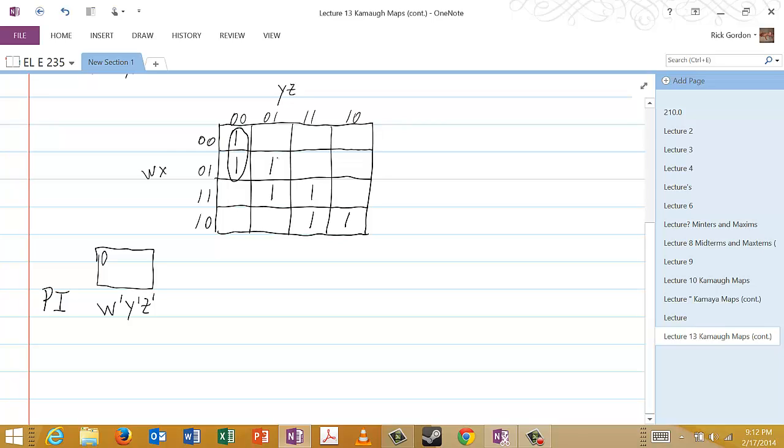Now the next prime implicant that we see will be this one. So let's try to find the name for it.